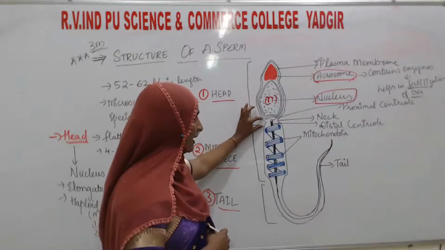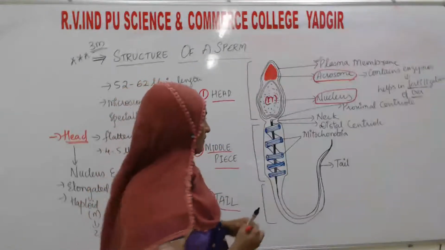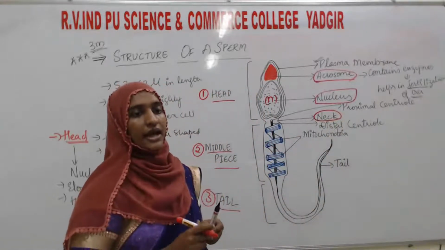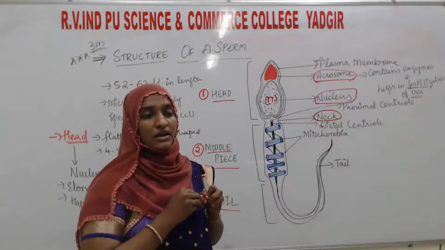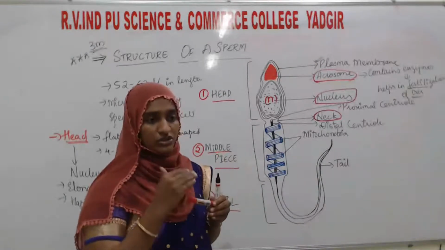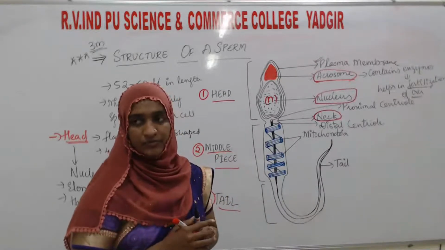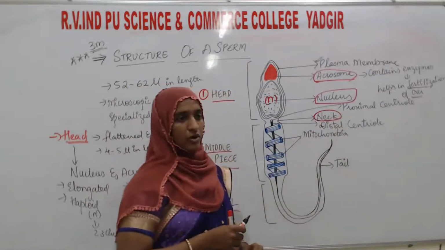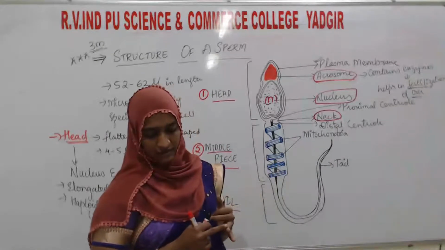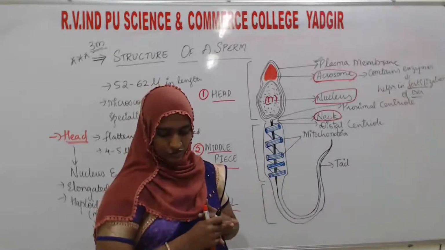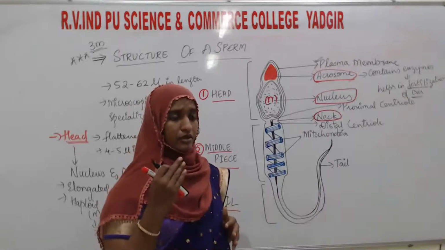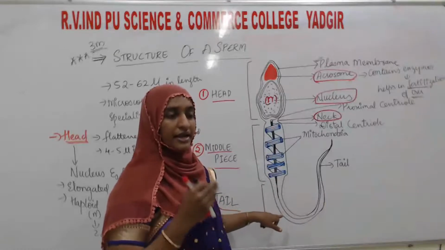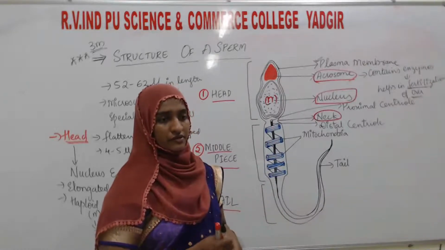Next comes the neck region. Here you can see this is the neck. This neck region has a small depression, making a furrow just below the head region. Here the neck region has two centrioles. What are those centrioles? The proximal centriole and the distal centriole. These two centrioles lie at the central axis of the sperm, and they help during the division of the cell.